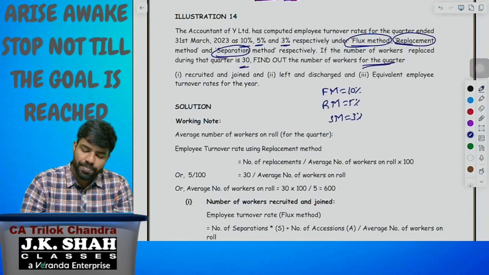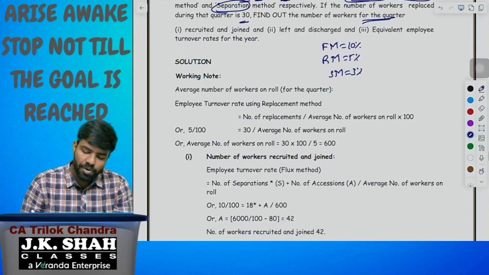recruited and joined, left and discharged, and the equivalent employee turnover rates for the year. Now look here. First, the average number of workers on roll for the quarter. Employee turnover rate using the replacement method.